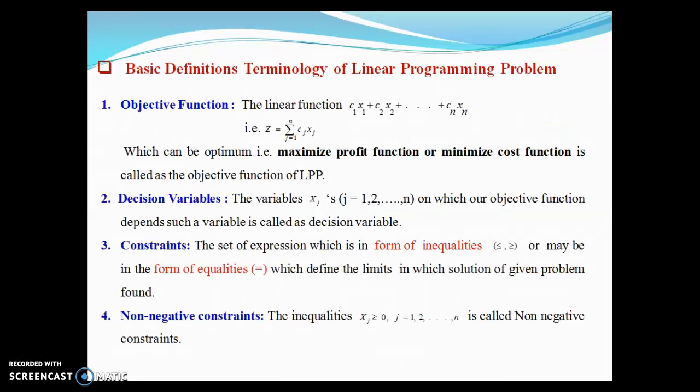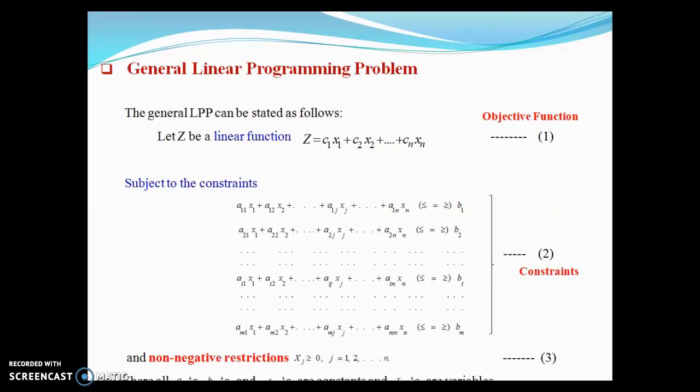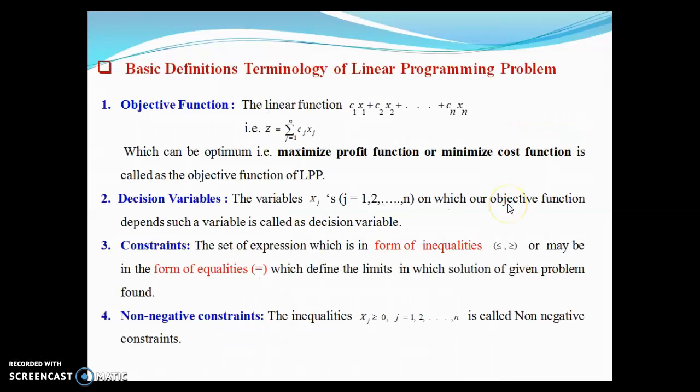Dear students, before going to the linear programming problem or mathematical formulation, we must know some basic definitions and terminology of the linear programming problem. Like the objective function, as per the discussion on the previous slide, equations 1, 2 and 3, that is objective function, constraints, and non-negative restrictions. So these definitions must be known before learning this chapter. So first one, what is the objective function?